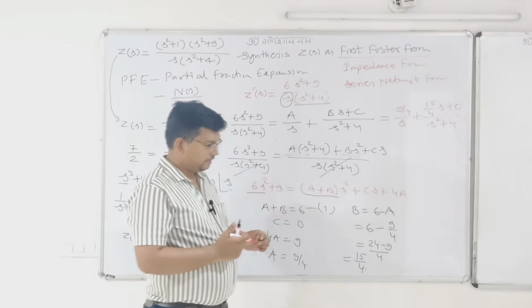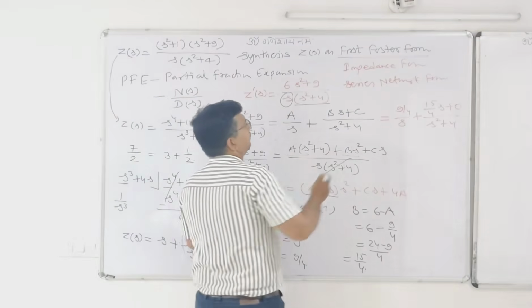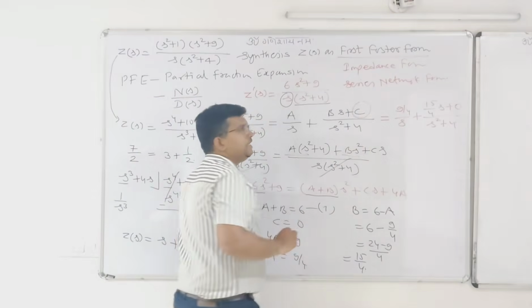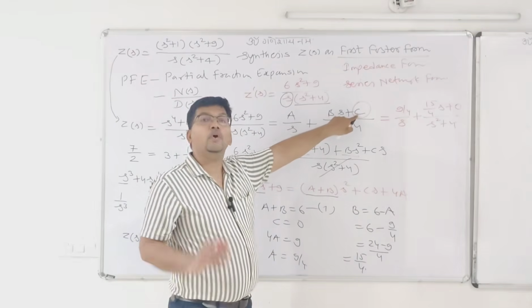Now one important thing we have to always remember is that when we apply the partial fraction, then in Bs + C, the partial coefficient for the quadratic, this C will always be 0.